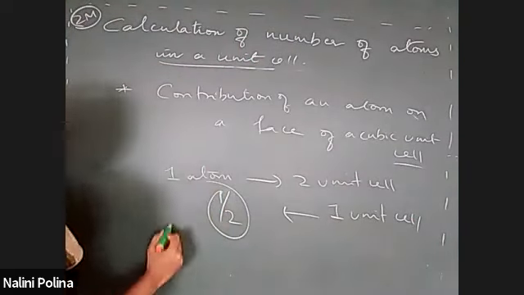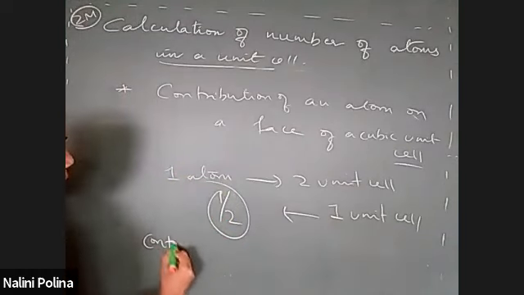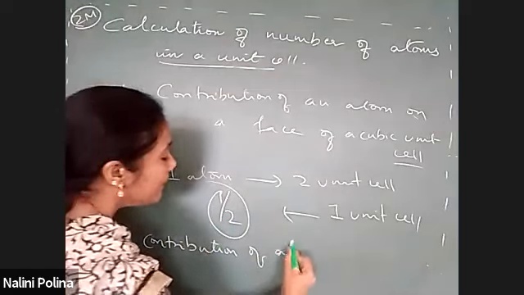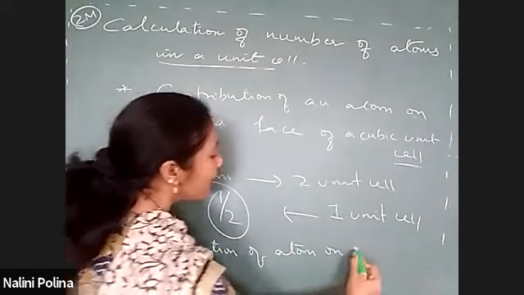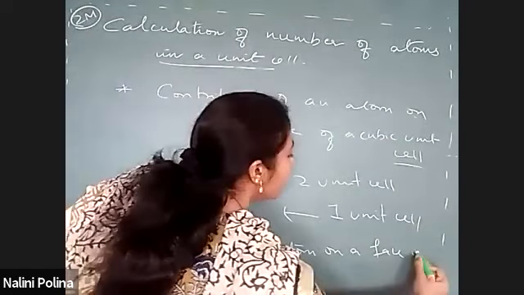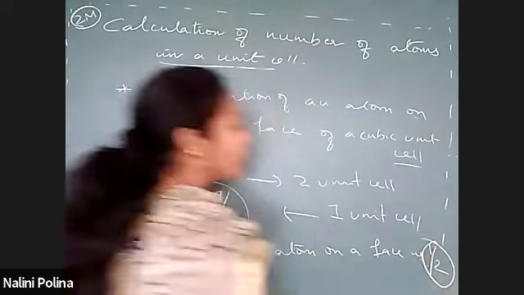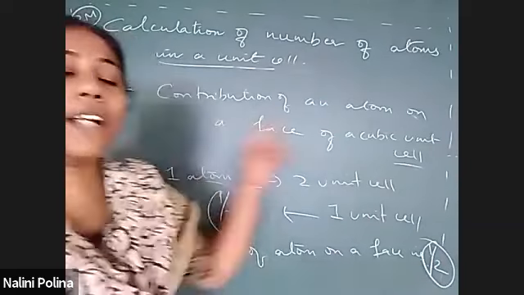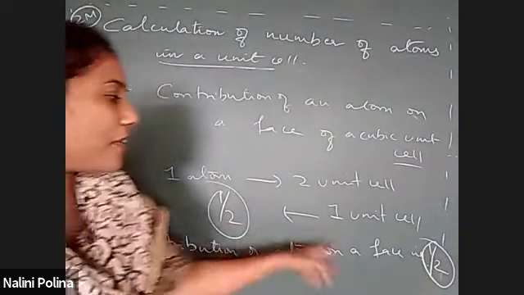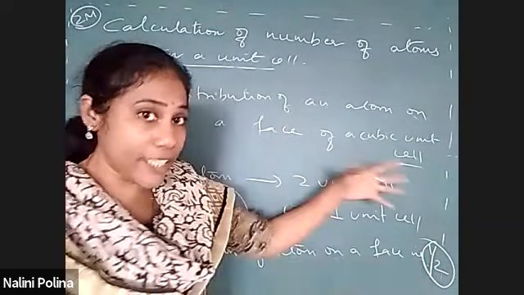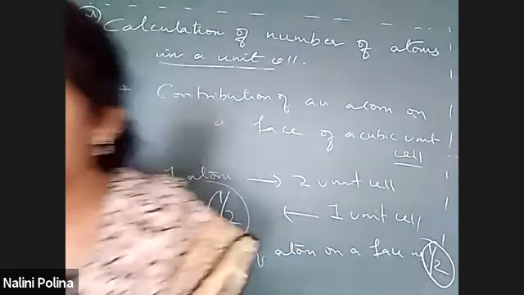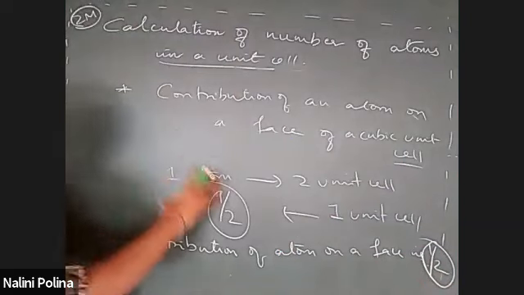So what is the contribution here? Contribution of atom on a face is 1/2. Okay, contribution of corner atom is 1/8. Contribution of atom which is there on a face is 1/2, because each face is shared by two units. Okay, fine. So this is our third point.